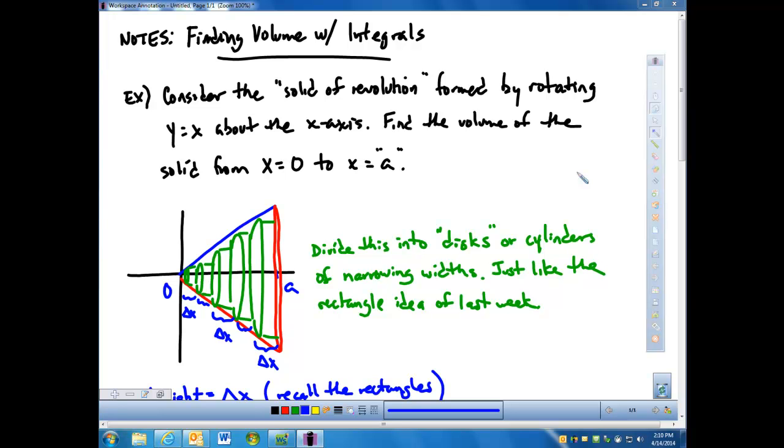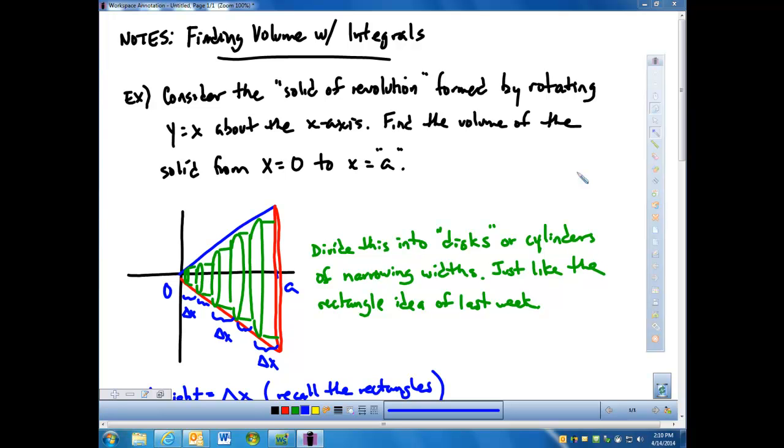So we're going to start by looking at what we refer to as a solid of revolution. I've taken a function y equals x and I'm spinning it around the x-axis. When I do that, it creates a cone. And we're going to look at the volume of this cone from x equals 0 to x equals a, some arbitrary number.